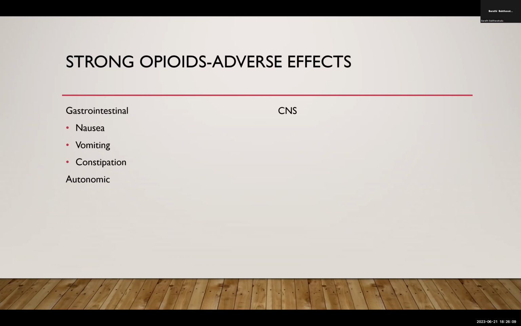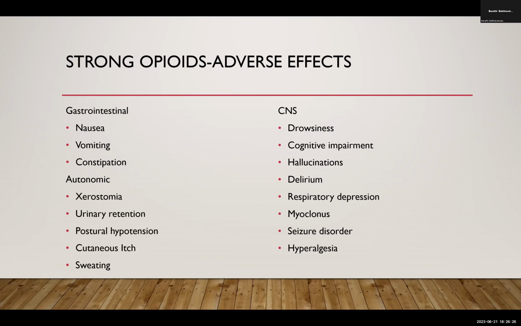There are side effects to remember. Whenever you give a drug, you need to know its side effects. The most common side effects are gastrointestinal: nausea, vomiting, constipation, and there are autonomic side effects. So remember that particularly if you have a geriatric patient with you, you need to remember these side effects: postural hypotension, urinary retention. It can cause xerostomia, and most people have drowsiness in a couple of days after you start them on a strong opioid, and usually that wears off. But there are severe adverse effects: respiratory depression, delirium, myoclonus, and seizures. So if these develop, you need to immediately stop the strong opioid and try to treat the side effects.